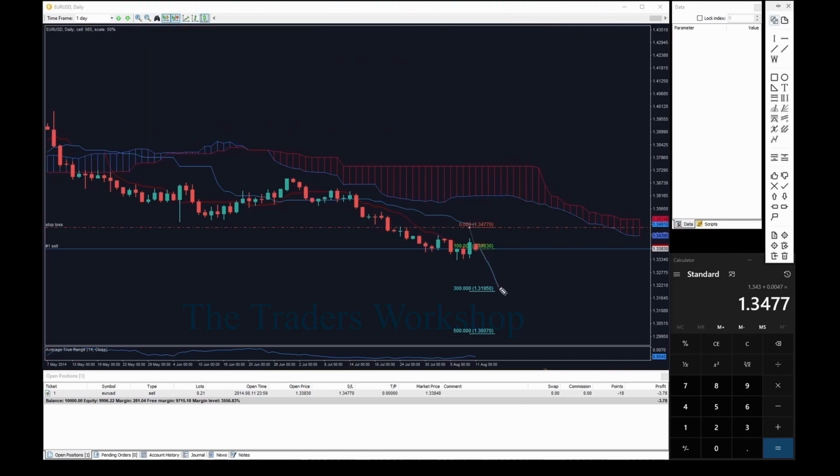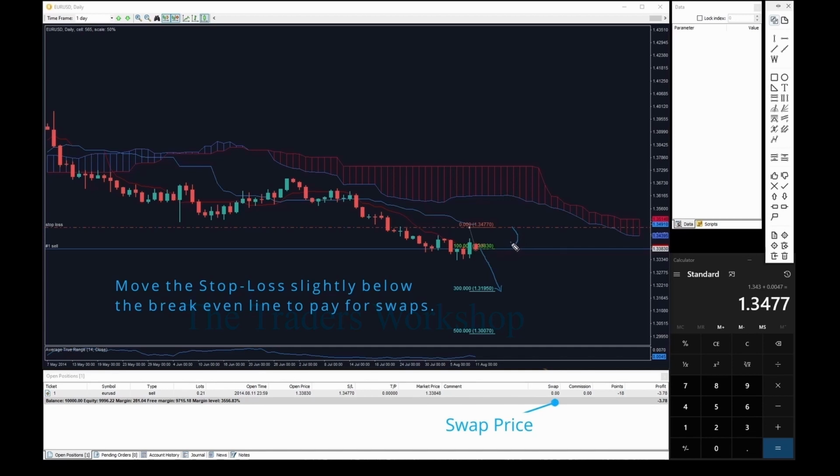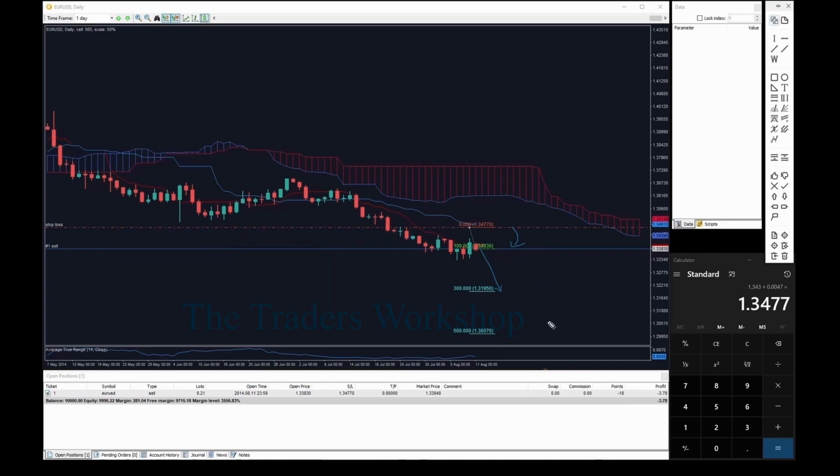Now, if the market continues to move down and hit the 300 level, we will move the stop loss price slightly below the break-even line depending on how much swaps there is. Then, if the market continues to move down and hit the 500 level, we will move the stop loss price to 300 level at the exact price indicated by the Fibonacci tool. And we will continue this process as long as the market continues to move in our favor. Our mindset shift should be offensive, and we will follow the market trend until it stops us.